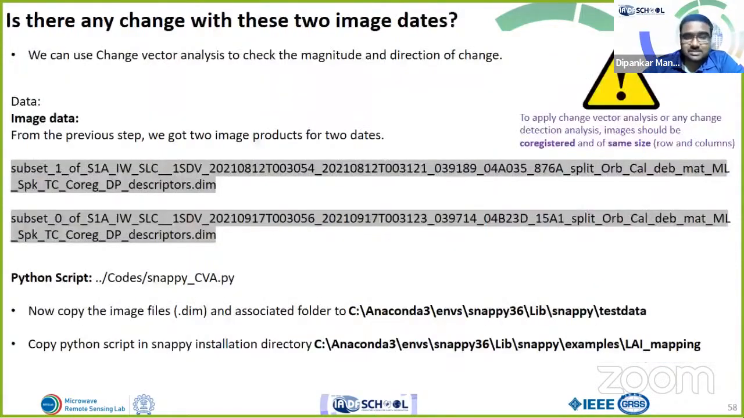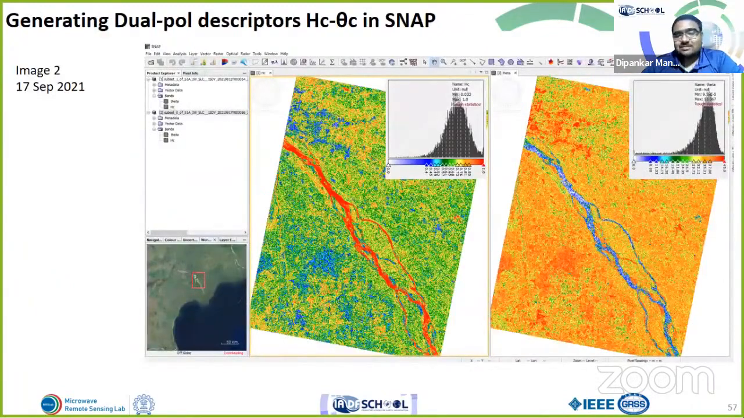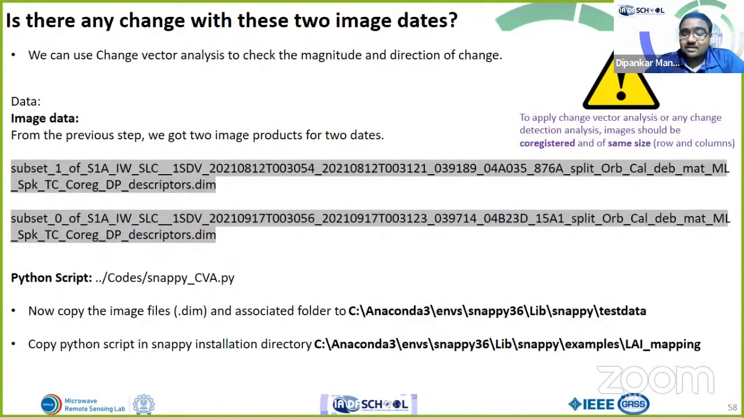Now, is there any change? It is very hard to detect changes from these two images. So here we come to simple change detection algorithms, which were already given in the initial two sessions of this workshop, where we showed different change detection techniques commonly used for optical images. The similar concept can also be transferred to the HC, theta C, or the SLC product domain of Sentinel-1.